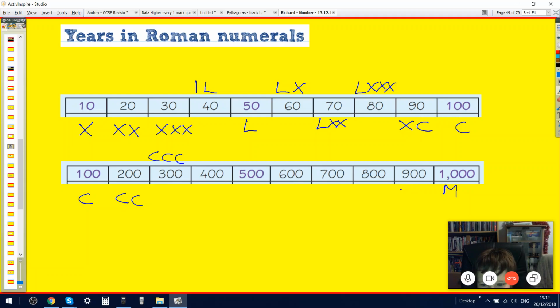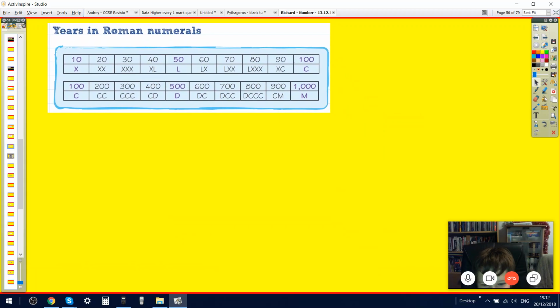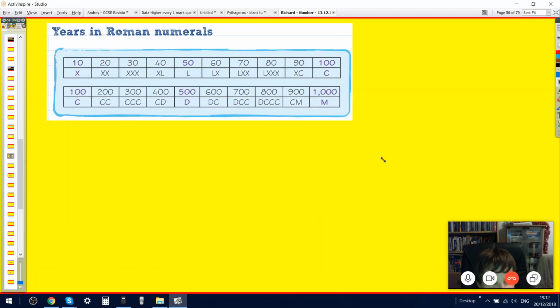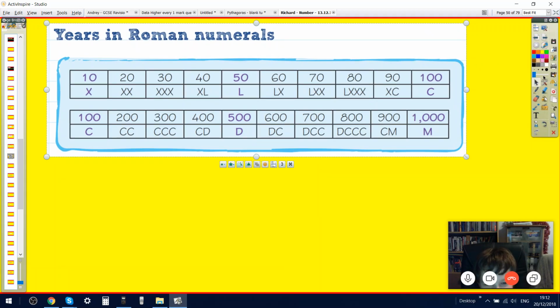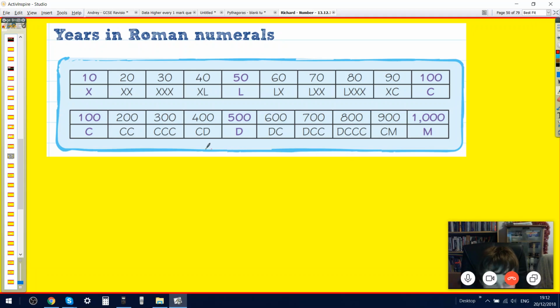CM. Okay, so let's see how we did. And so these are the numbers. So 500 is D, 600 is DC, 700 is DCC, and 800 is DCCC, and 400 is CD. That's it. So the main thing is that 10 is X, 50 is L, 100 is C, 500 is D, and M is 1,000, because those are the only letters that actually got used.